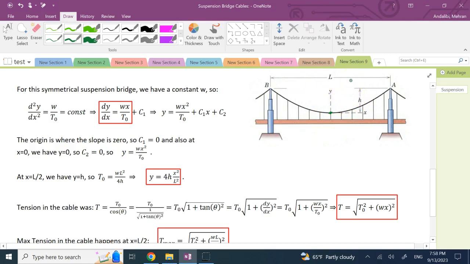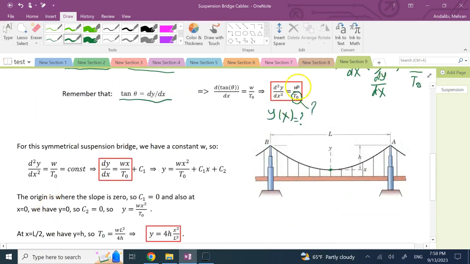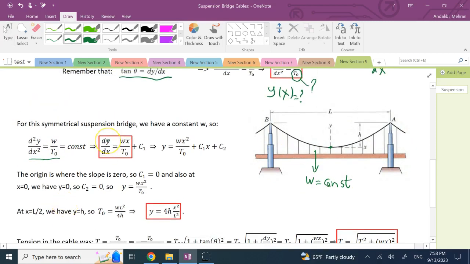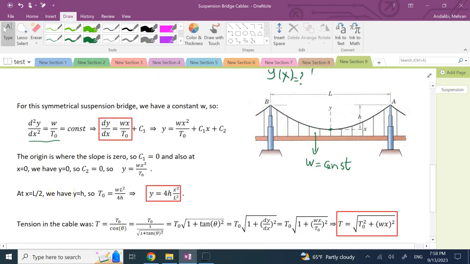Good? Now, remember that the second derivative of y with respect to x is W over T naught. So we start here. Now, in this case, we assume that this w here is a constant. It is not necessarily a constant, but here let's say we apply a uniform load over the entire bridge. So if that w is constant and T naught, remember, is a constant, then the second derivative of y with respect to x is entirely a constant.